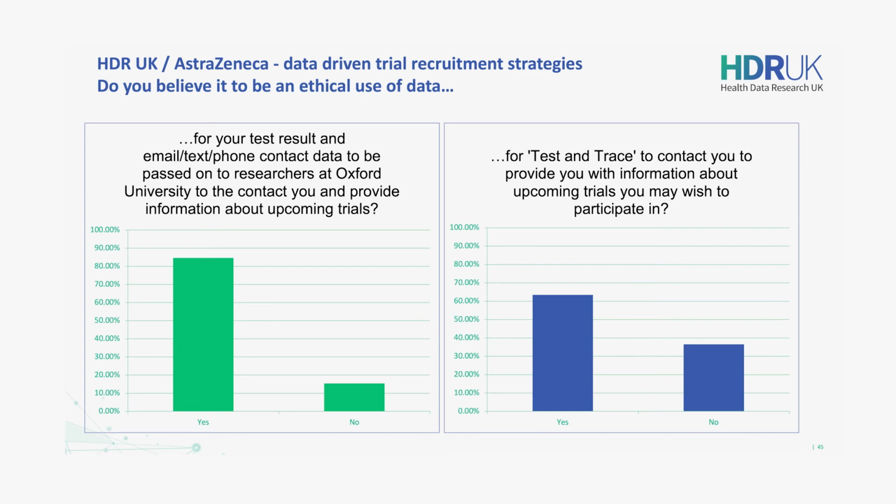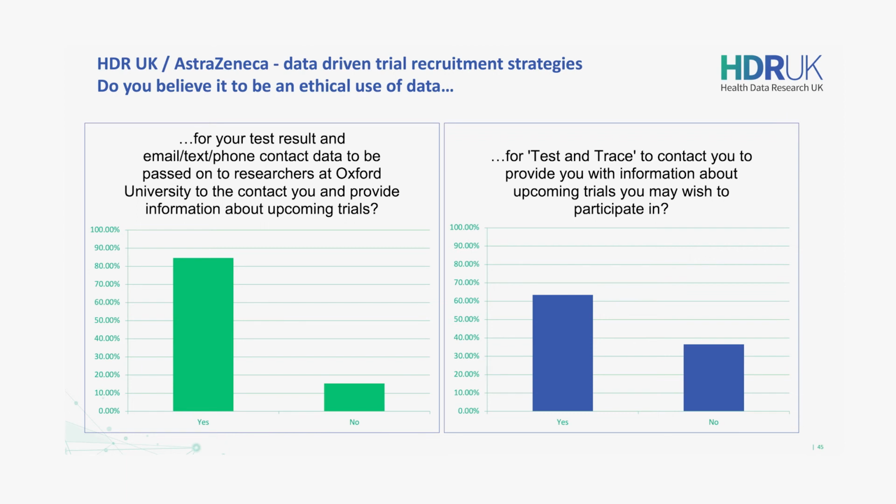And our PPIE activity really focused on how acceptable the public viewed that and how they felt about being contacted by researchers to take part in a trial after they've received a positive COVID-19 test result. So you can see on the left side, there was quite high acceptability. Over 80% of people said they would find it acceptable for researchers at Oxford University to contact us.